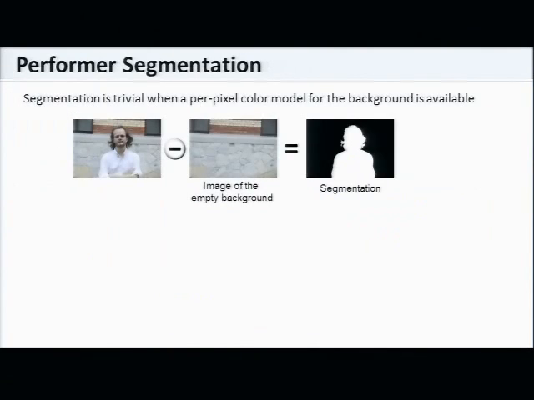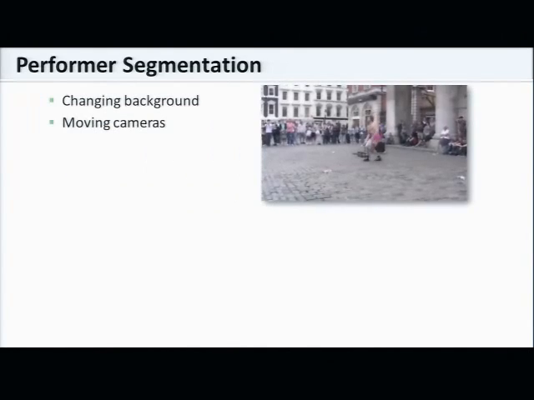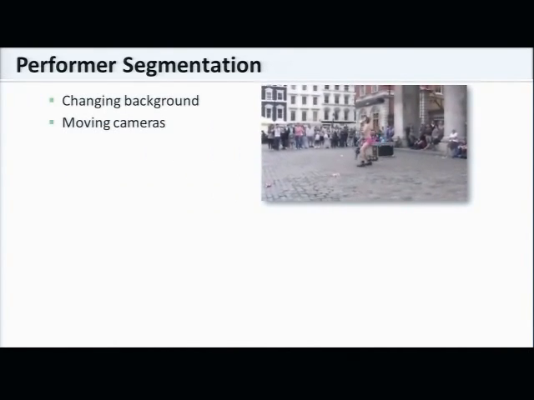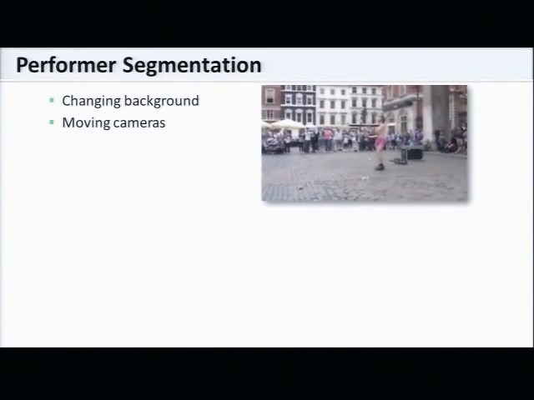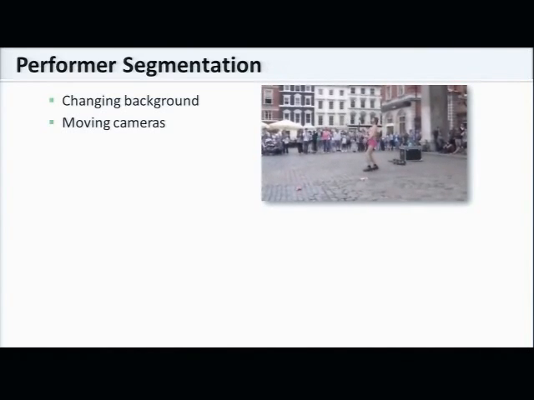Then we performed the segmentation, and as many of you know, that segmentation is very basic when you have a per pixel color model for the background. But in our scenario, in a casually captured video scenario, the background is changing, so the people are moving in the back, and also the camera is moving.